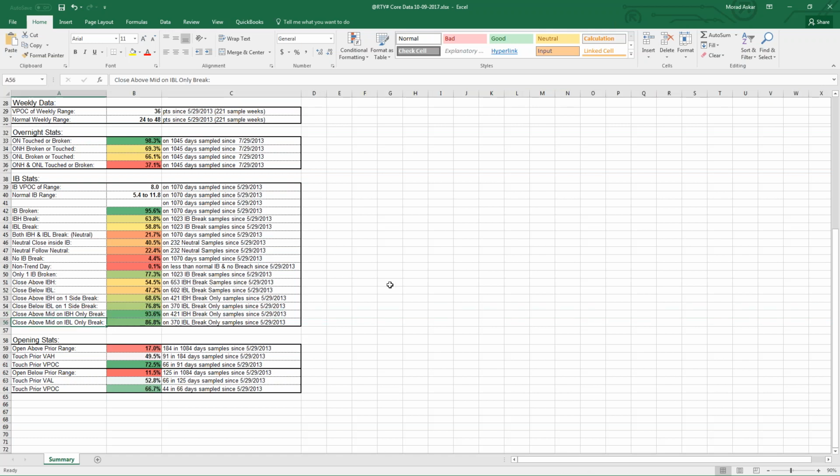And the same idea, the IB low is broken, but not the IB high. How often does the market close? So it can come back and retest the mid, but how often does it close below that mid? 86.8% of the time historically.